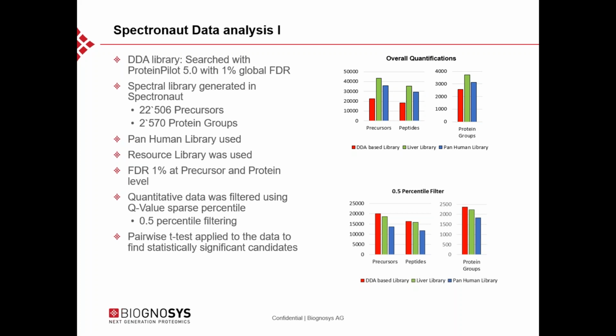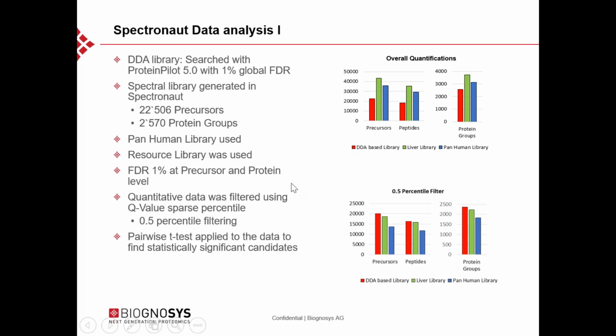For the quantification of the SWATH data, we then used the Q-value sparse percentile filtering, at which we set the percentile filtering to 0.5, meaning that in order to quantify a peptide precursor, it needs to be identified in at least 50% of all runs. The underlying assumption here was that there are peptide precursors and proteins that are only expressed in either of the two conditions. So there are proteins that are only expressed in cancer, and there are proteins that are only expressed in healthy, but still we want to quantify these differences.